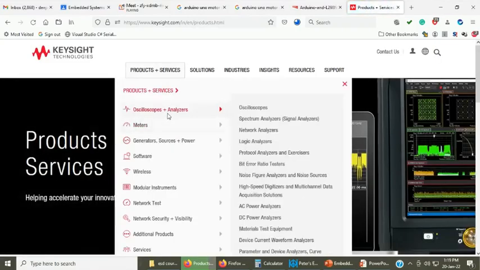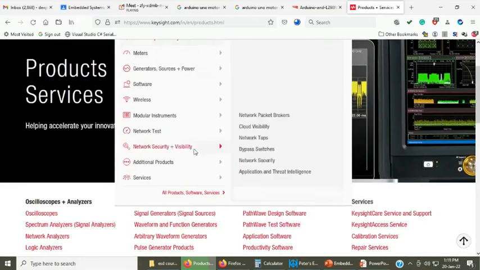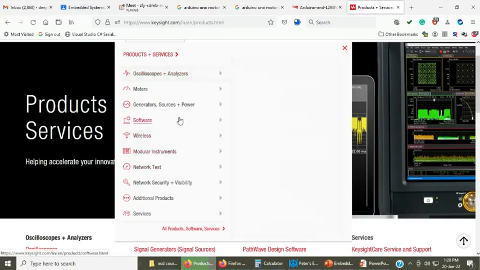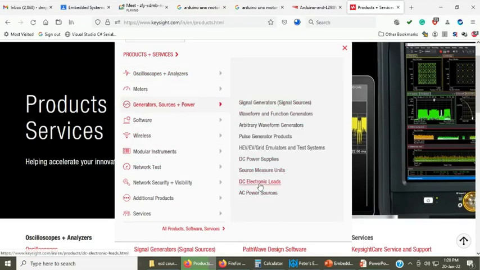This is one of the most reputed companies in the world. They develop so many different devices, instruments like oscilloscope, spectrum analyzer. Just go through them, at least know where these instruments are used, because in the industry these instruments are used. First of all, let us check DC power analyzer, generators, DC power, AC power, power supplies. Let me check.